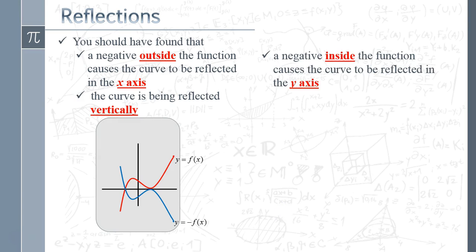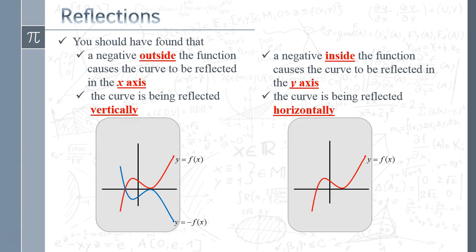And lastly, if we put a negative inside the function, it's going to cause the curve to be reflected in the y-axis, and so that's our horizontal reflection. What's essentially happening is that the curve is now being reflected in the y-axis, which means it's swapping around that way around. And there's y equals f of minus x.